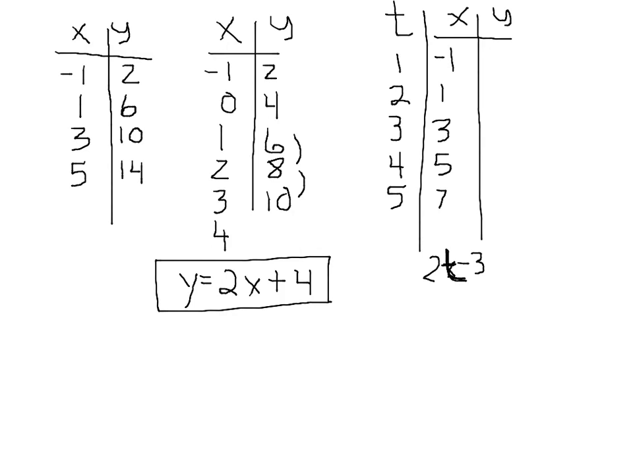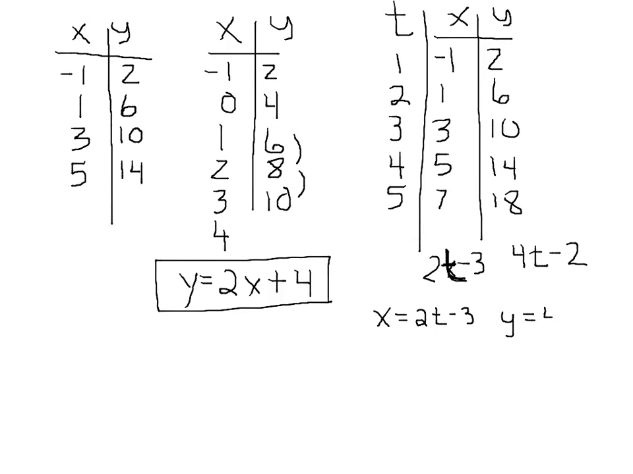And for the y values, where it goes 2, 6, 10, they're going up by 4's. And so that's 4 times something. And then I look here and go 5 times 4 is 20. 20 minus 2 is 18. So this is 4t minus 2. So my parameters are x equals 2t minus 3 and y equals 4t minus 2.